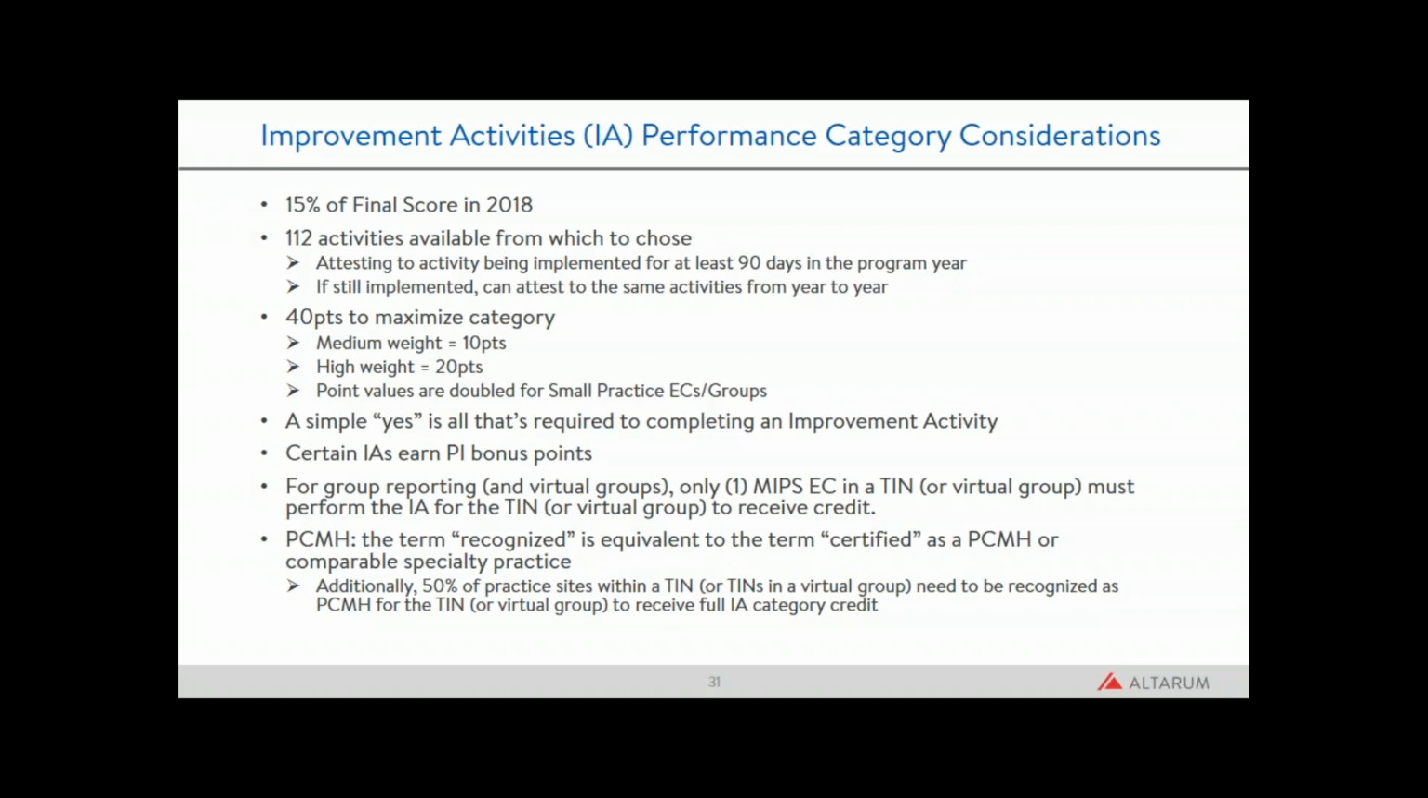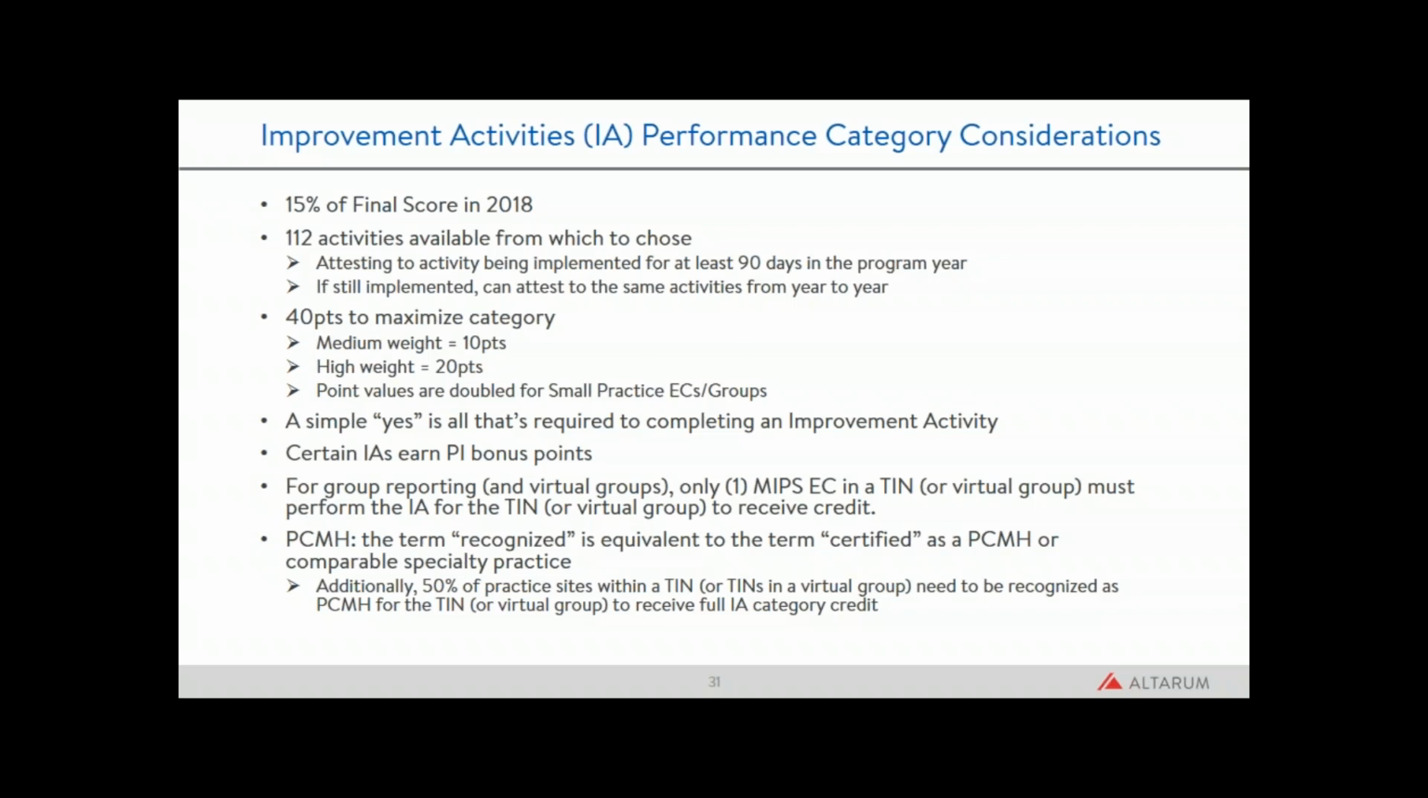Something else to keep in mind: if you are group reporting, it's the same for virtual groups. Only one clinician in the TIN or in the virtual group has to perform that improvement activity for the entire group to be able to receive that credit. And they made a change for the PCMH for folks that are PCMH certified or recognized.